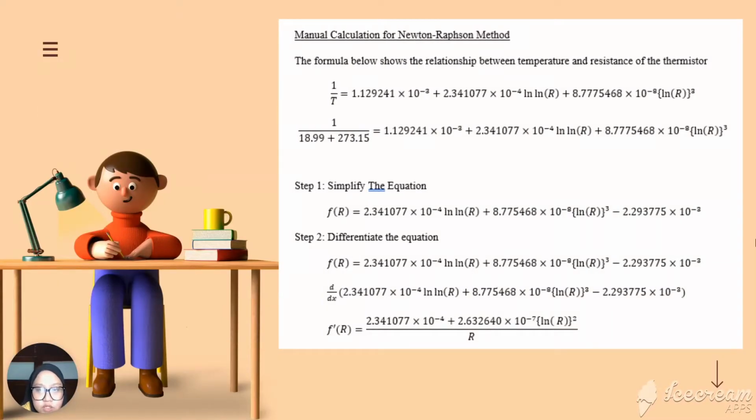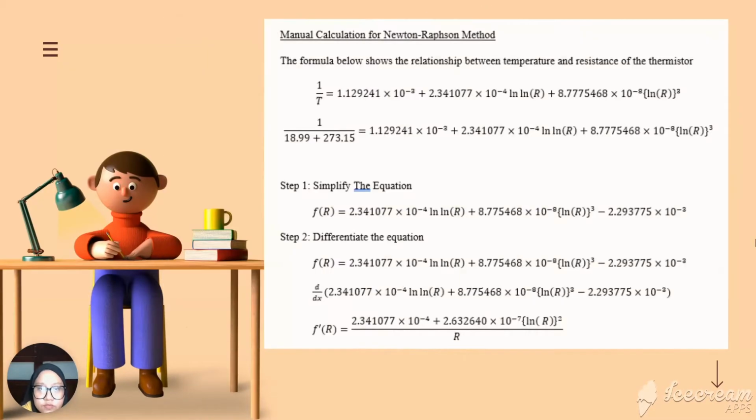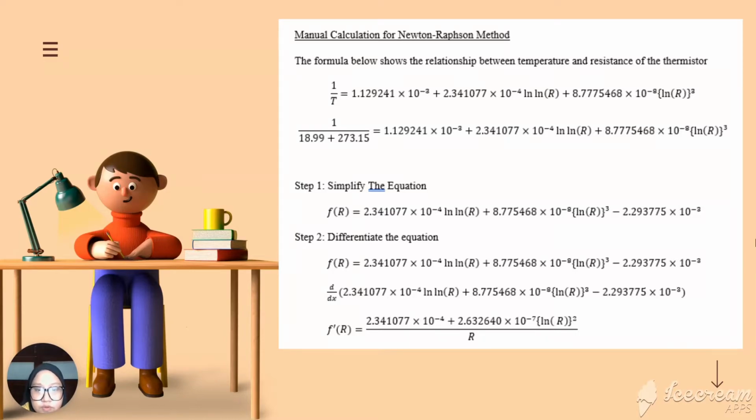It shows the manual calculation for the Newton-Raphson method. For step 1, we need to simplify the equation, and for step 2, we need to differentiate the equation of f(R).